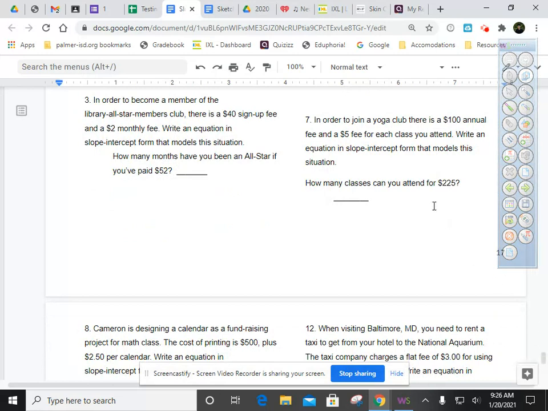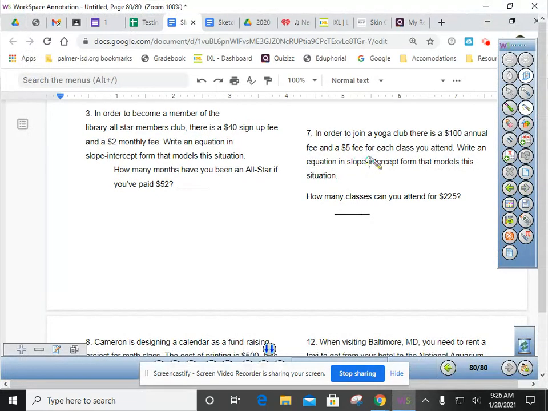Look at number 7. In order to join a yoga club, there is a $100 annual fee and a $5 fee for each class you attend. Each is your x, right? Write an equation in slope-intercept form that models the situation. Kyle. Y equals 5x plus 100. Perfect.